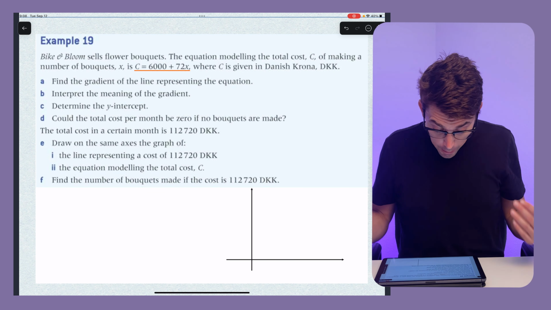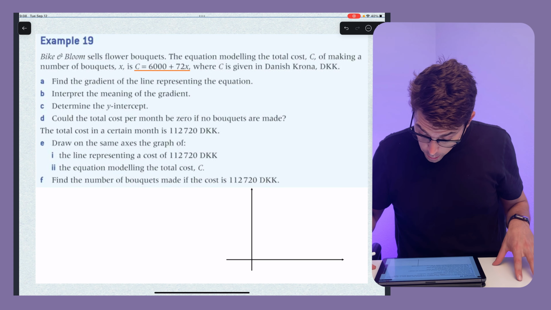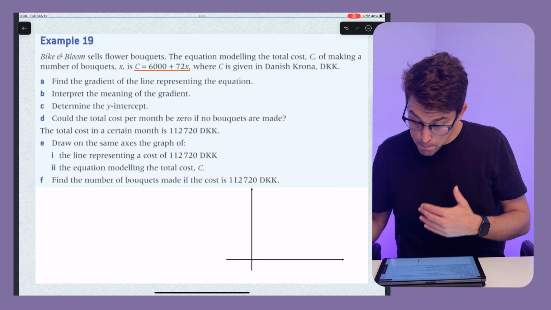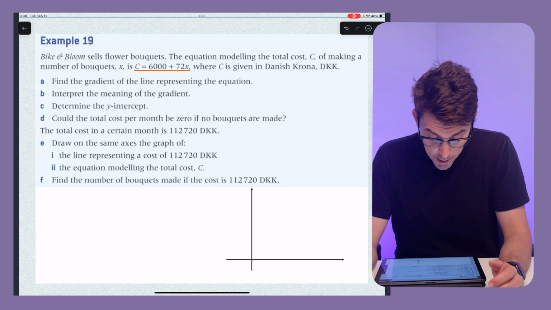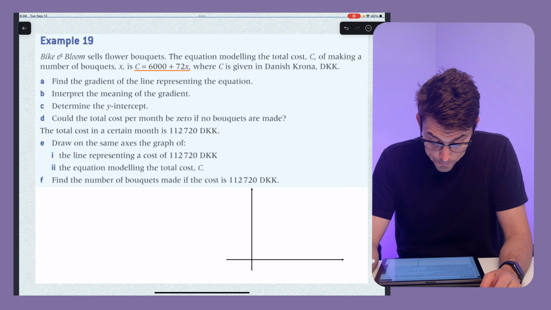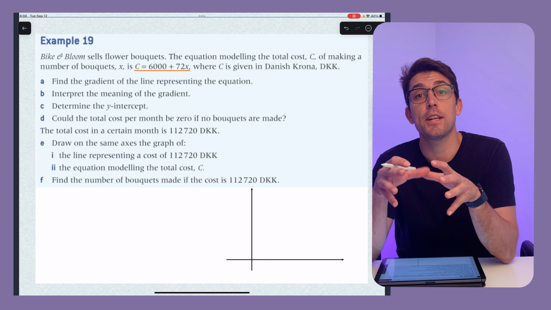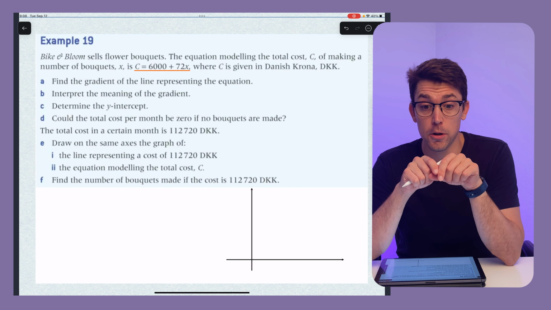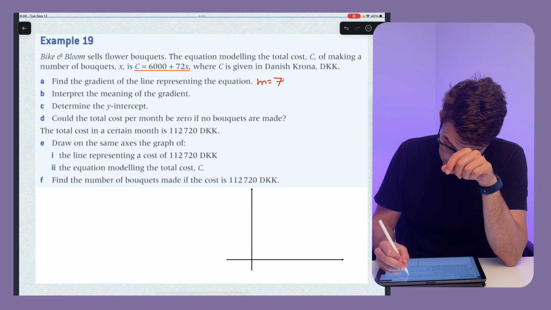Let's say there was a flower store named Bike and Bloom, and they're selling bouquets. We have a modeling equation now, which is giving us the cost in terms of the number of bouquets that it's making, okay? And we're using the Danish krone, the DKK, so it's a Danish company. What we want to do right off the bat is find the gradient of the line representing this equation. Well, again, y equals mx plus c, right? Whatever is attached to our independent variable, in this case x, that's going to be our slope. So what we're going to find is that our value of m is going to be 72.